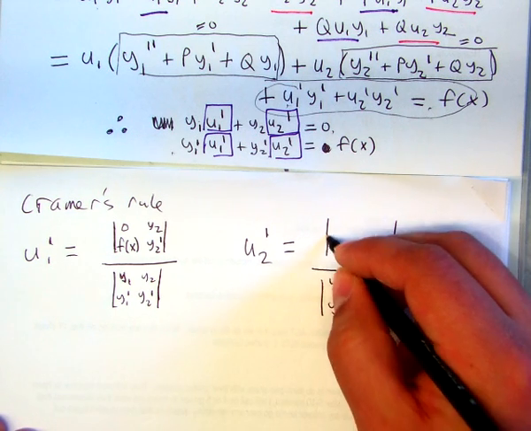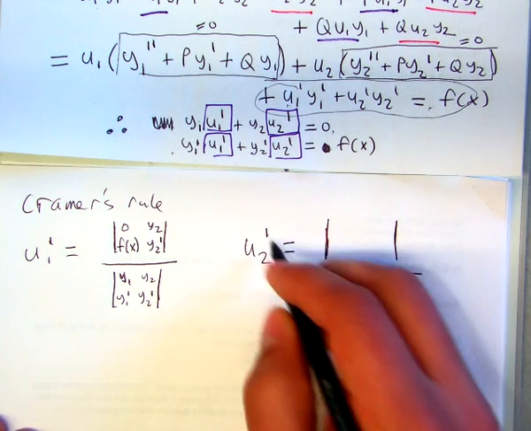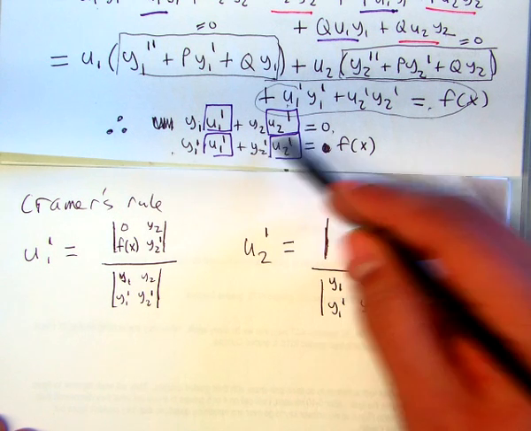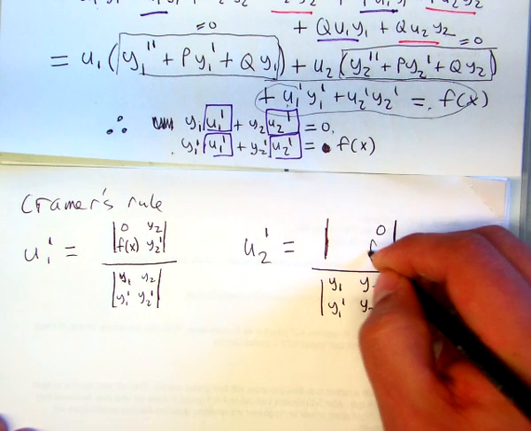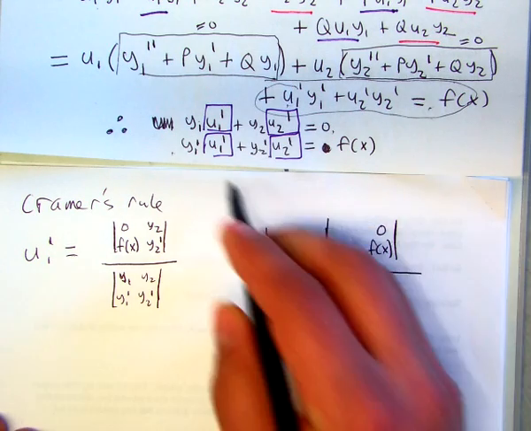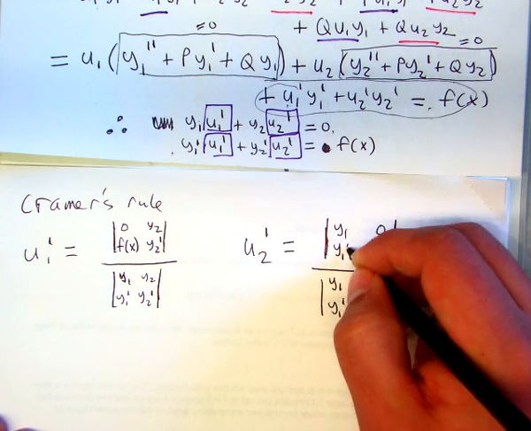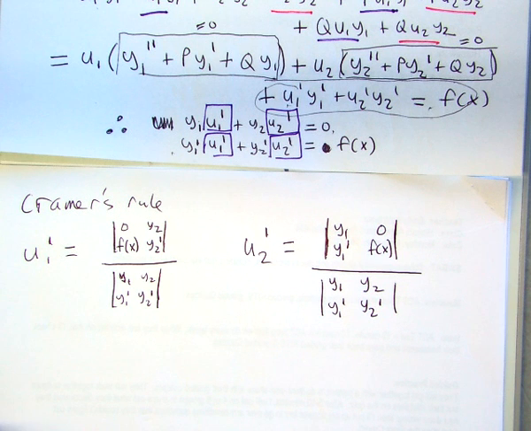And similarly with y2 prime, get rid of the y2, y2 prime coefficients, replace those with 0 and f of x. And then the u1 prime coefficients, y1 and y1 prime, are good to go. Okay? So, here's what we're going to do.